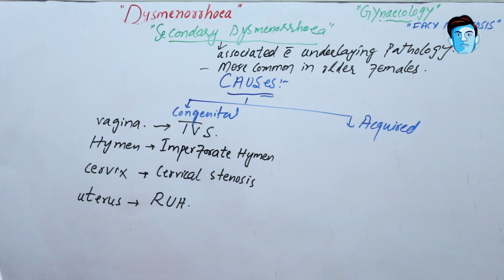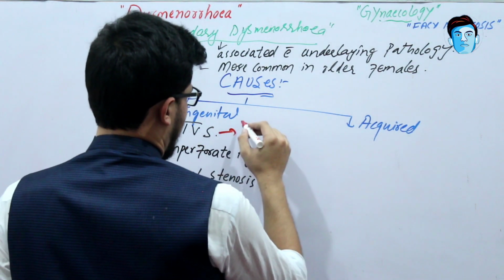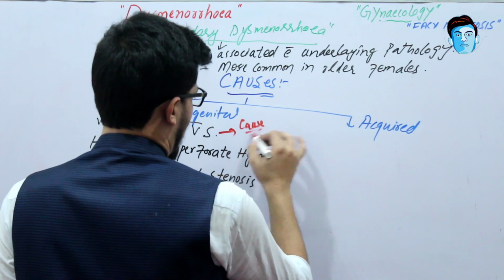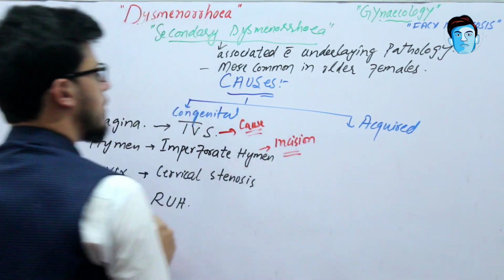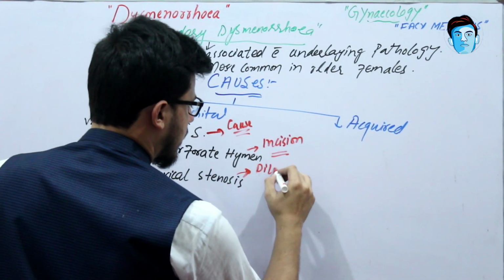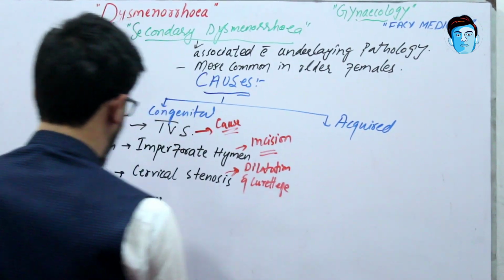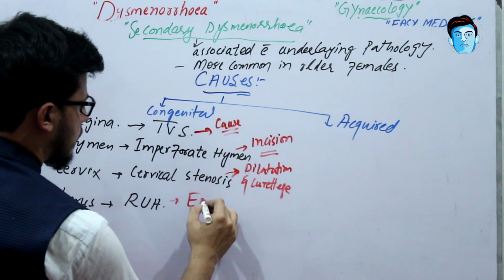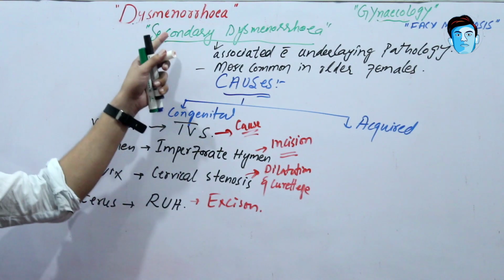The transvaginal septum is treated by looking for the cause. While imperforate hymen is treated with incision. While for cervical stenosis, there is dilatation and curettage. While for the rudimentary uterine horn, the option of treatment is excision. So that's all about the congenital causes for the secondary dysmenorrhea.